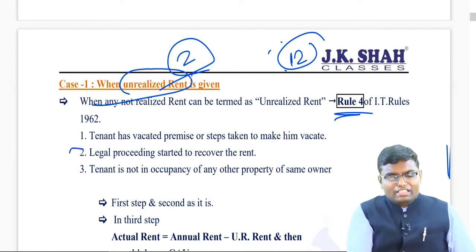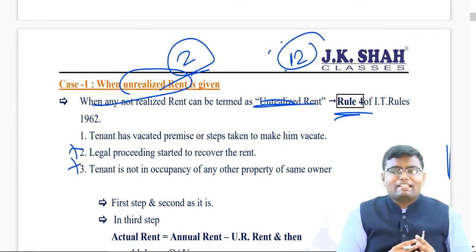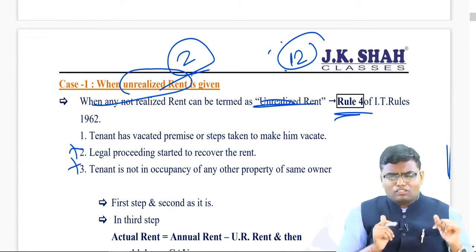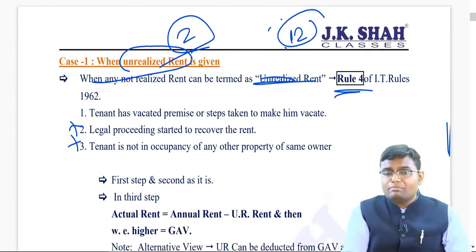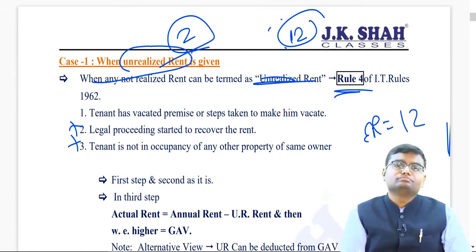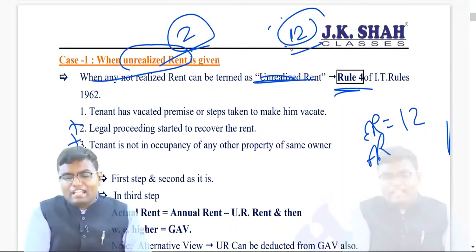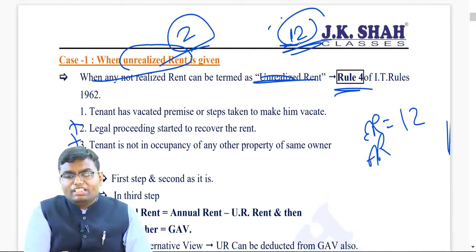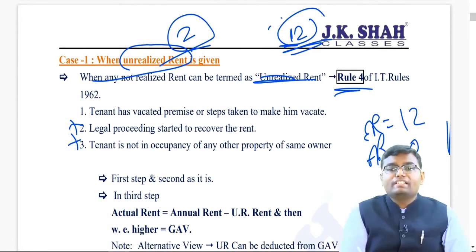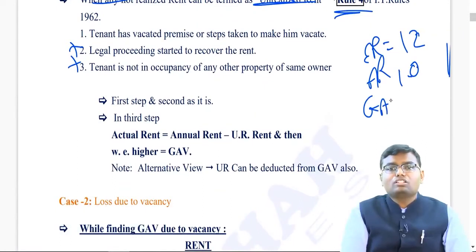If all the 3 conditions are satisfied, then that not realized rent will be called unrealized rent. Now what to do if you have unrealized rent in the question? First of all, government's expectation will never be reduced. Expected rent will always be of 12 months. But while calculating the actual rent, we will not take 12-month rent. Here we will take 12 minus 2, that is only 10-month rent. Later on, whichever is higher is your gross annual value.